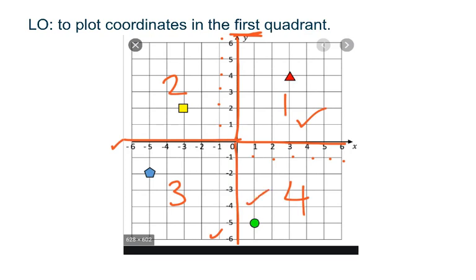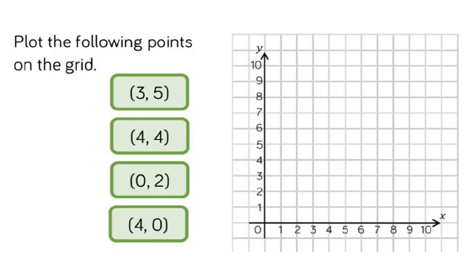So I just wanted to make you aware that there are 4 quadrants, but we are looking just at quadrant 1. Here is quadrant 1 in isolation. You will have done this in year 4, so today really is a bit of revision, but I'm just going to talk to you about how you plot the coordinates on a coordinate grid in the first quadrant.